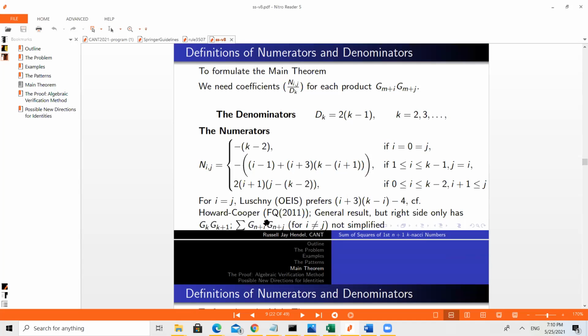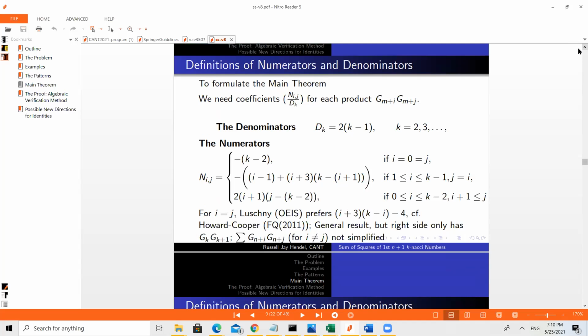I'll mention also that Howard Cooper in 2011, so a lot of people have studied these squares of Fibonacci numbers. He was interested in imitating the case 2 result, which is g_{n+1}, or g_{k+1}, but he had this extra term there which he didn't simplify. So here's the theorem.